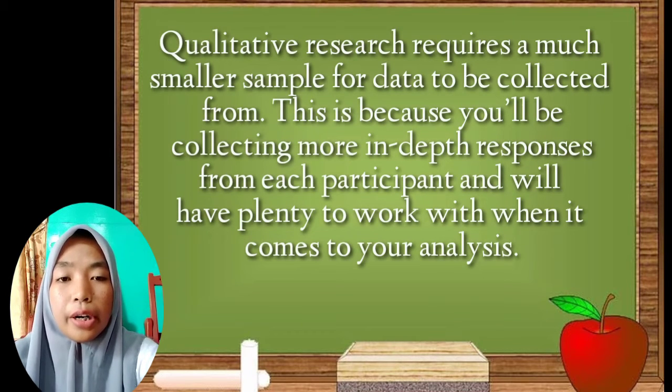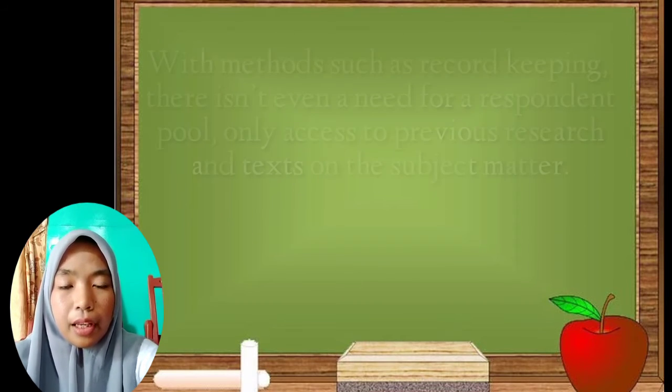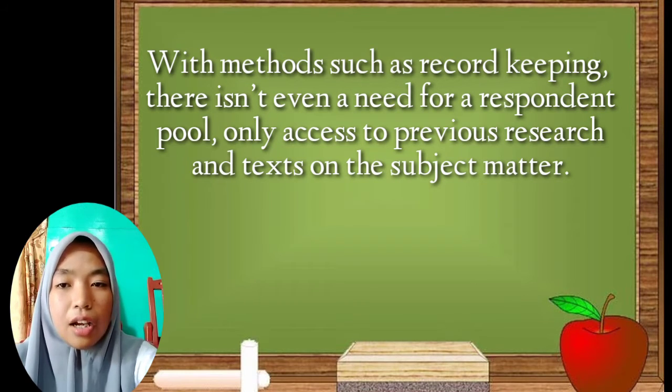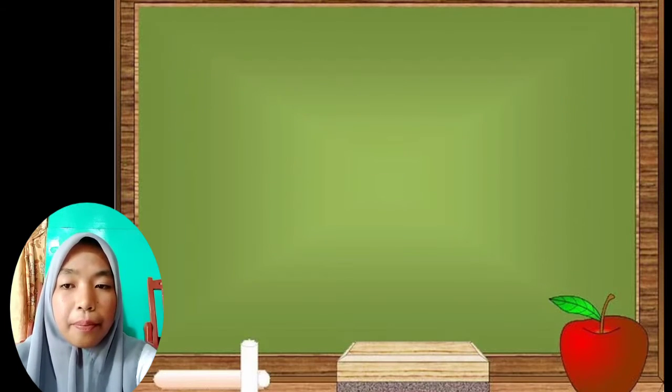Qualitative research requires a much smaller sample for data to be collected from. This is because you'll be collecting more in-depth responses from each participant and will have plenty to work with when it comes to your analysis. With methods such as record keeping, there isn't even a need for a respondent pool, only access to previous research and text on the subject matter.